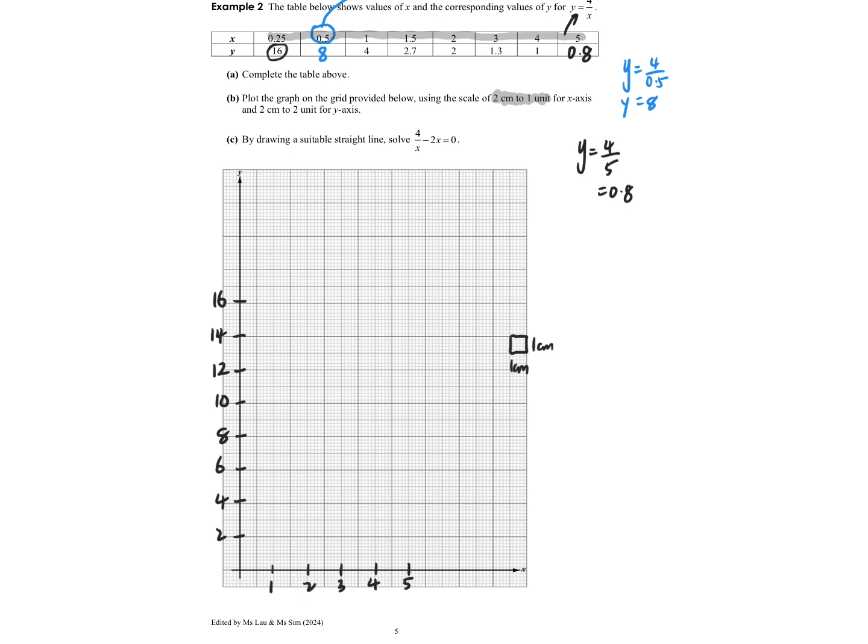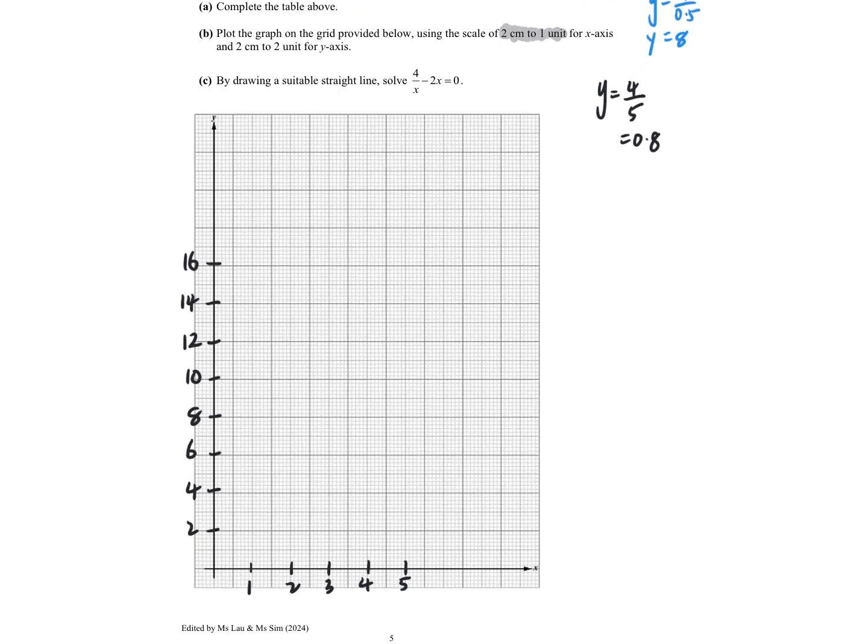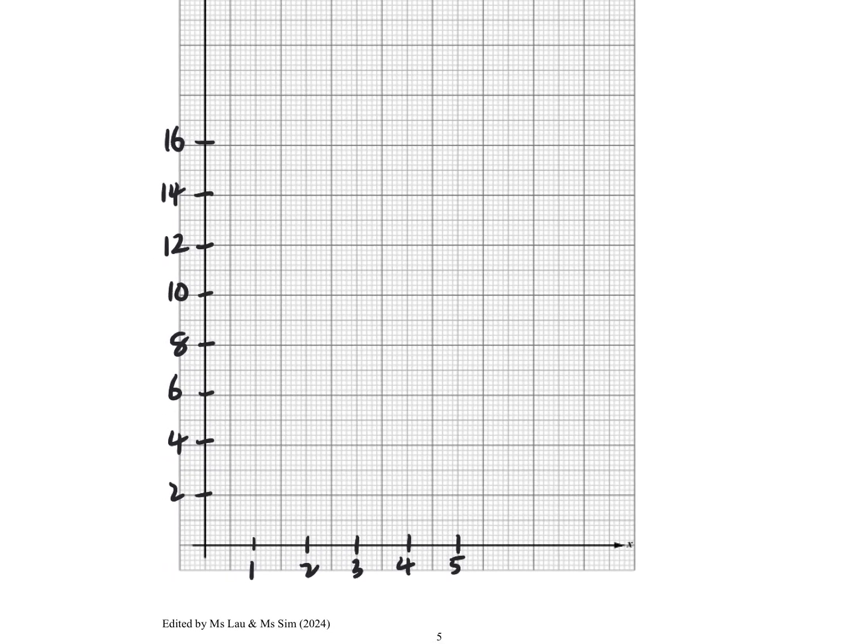So this one you must know because this is 3 marks. Drawing the graph is 3 marks. Because my biggest number is 16, there is no need to draw beyond that. So I plot the first one, 0.25 and 16. So 0.25 maybe here. I go all the way until I hit 16. So my first point is here.